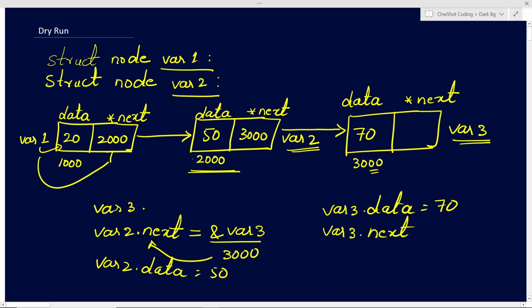Let's assume we want to store null here. Okay, so what will happen? Null will be stored here in the next part of variable 3. This is only called a self-referential structure.